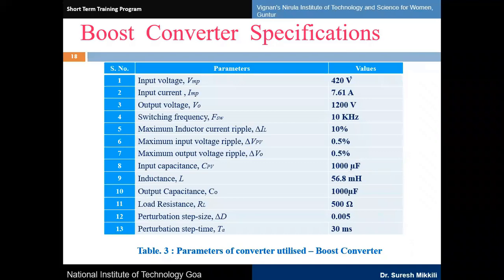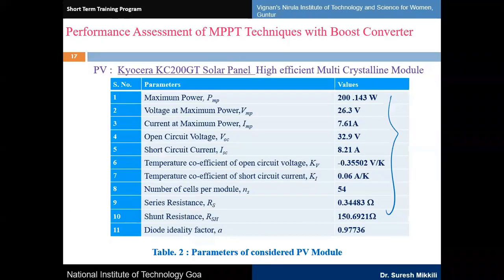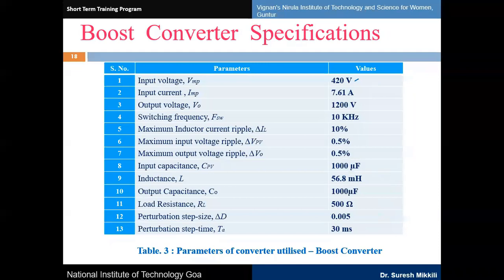So the input is 420 volts, because you observe here, the output of PV is connected as input to the DC-DC converter. Output of PV is connected as input of the DC-DC converter. So input voltage is 420 volts, current is 7.61, output voltage is 1200 volts, and switching frequency is 10 kHz. So these parameters we have taken.